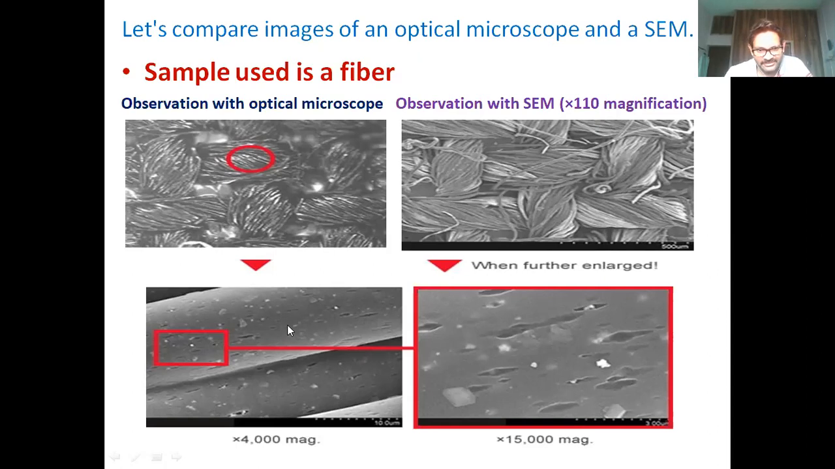Still further, if you just increase the magnification, this is an organic matter, and the spots are inorganic in nature. So inorganic embedded organic matter can also be viewed when we magnify 15,000 times. SEM is a device that can magnify even up to 6 lakh times. So this is the advantage of the SEM.